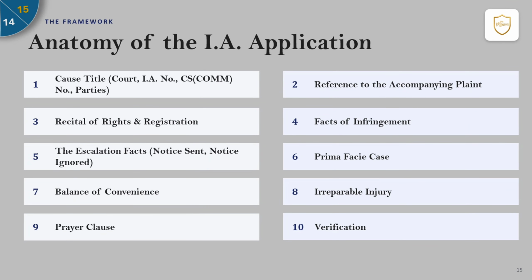10 parts. Notice the first half echoes what we build into the plaint and the cease and desist notice. Part 5, the acceleration fact, is what is specific to an IA following an ignored notice. Parts 6, 7, 8 are our three pillars, each pleaded separately, and then the prayer clause and the verification. So let's build this against our real case file.